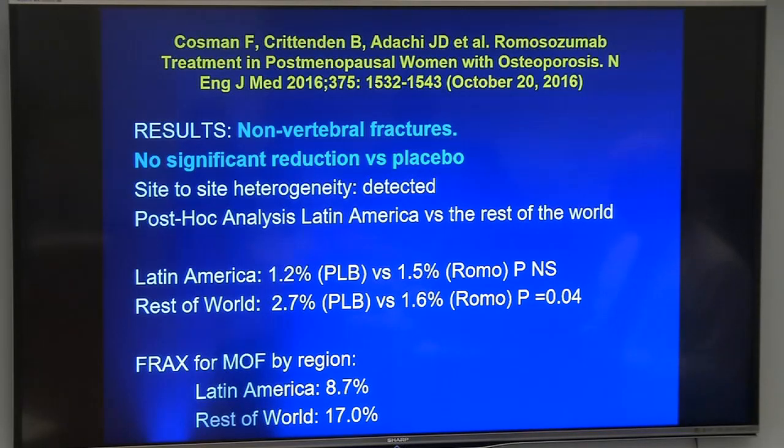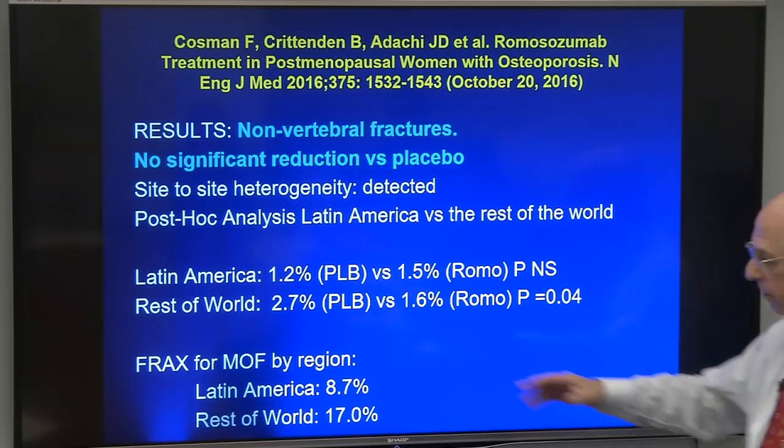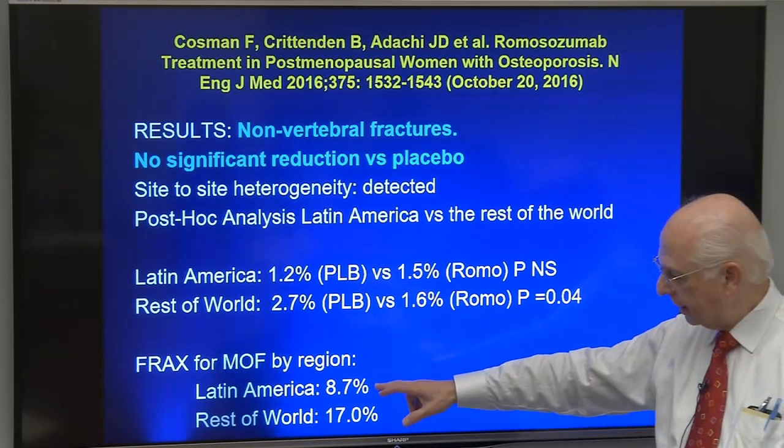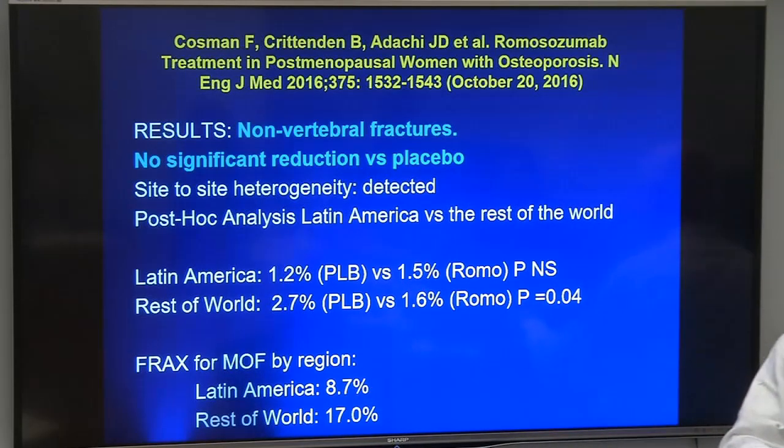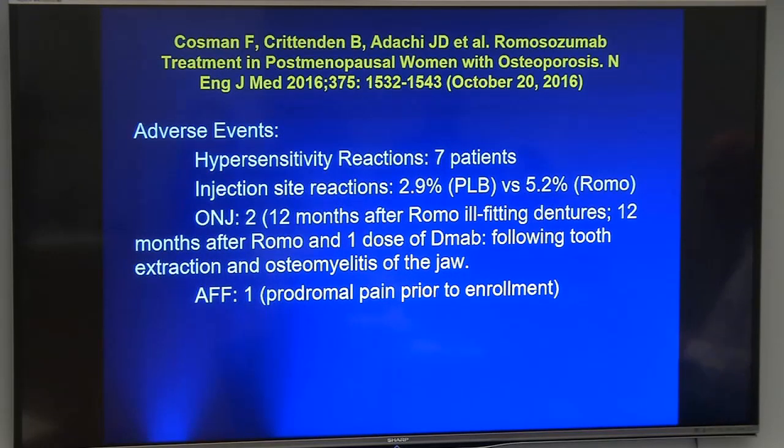And the FRAX, which is very interesting, this is all post hoc, the FRAX for major osteoporotic fracture, the Latin Americans had only an 8.7% risk versus the rest of the world that had 17.6%. So for some reason, the randomization didn't work. The Latin American population was not at the same risk as the rest of the world. And we know that populations that are at higher risk are more likely to show effective drug, or you're going to have to take longer to show effective drug. So that is perhaps an explanation for why there was a difference.